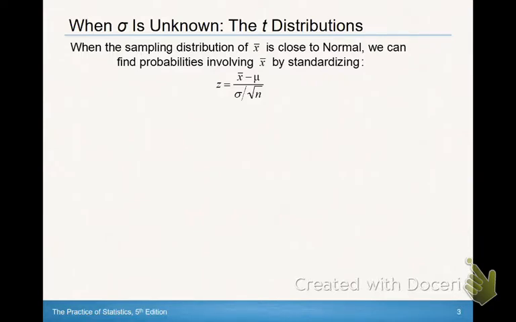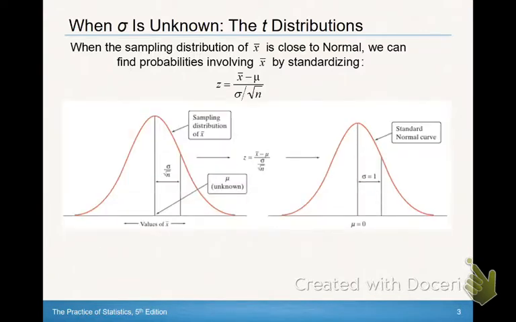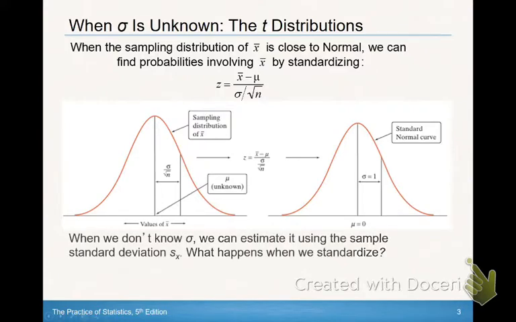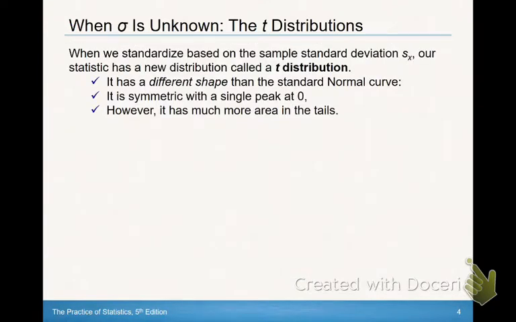So when the sampling distribution of x bar is close to normal, we can find probabilities involving x bar by standardizing and finding x bar minus the mean divided by the standard deviation. But if we don't know the standard deviation, we can estimate it by using the sample standard deviation, and what happens when we standardize? When we standardize based on the sample standard deviation, our statistic has a new distribution called the t-distribution. It has a different shape than the standard normal curve.